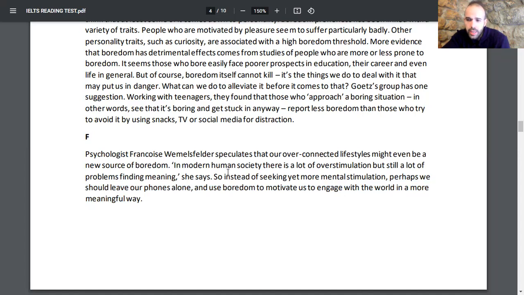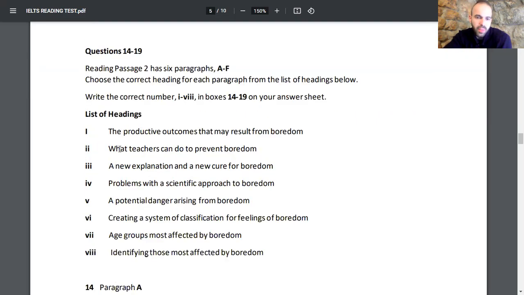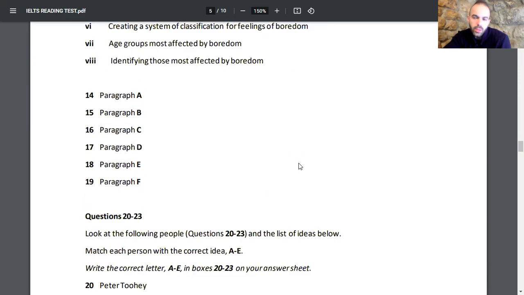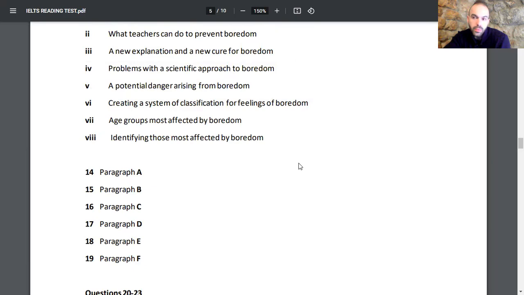And so he did mention an explanation, as you can see, which is this one, and he proposed that we have to leave our phone alone to motivate us to engage with the world in a meaningful way. So he suggested an explanation with a connected cure. Okay, so definitely paragraph F is matching with answer number 3, which is a new explanation and a new cure for boredom. So I hope that you have fully understood the technique of the specific question.